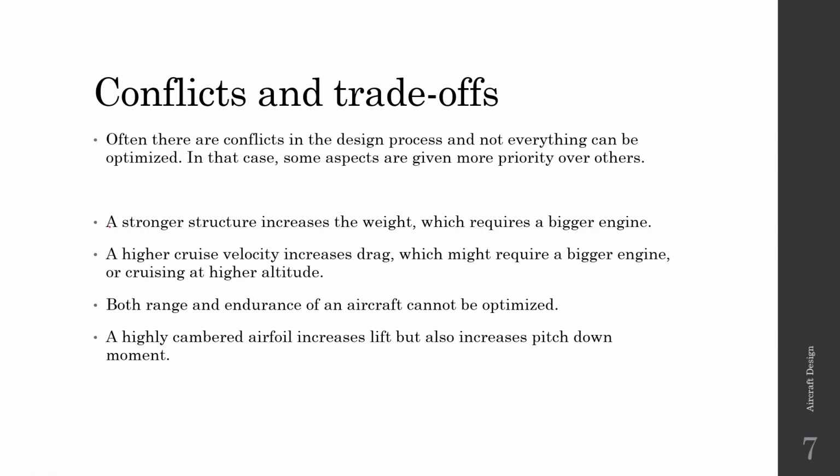As I discussed, there are some examples. A stronger structure increases the weight, which requires a bigger engine. So it is difficult to have a stronger structure and a low weight, or a stronger structure and a smaller engine. Another example: a higher cruise velocity increases drag, which might require a bigger engine, or cruising at high altitude. So we cannot both cruise at high velocity and have a smaller engine, and it is also difficult to cruise at high velocity at a low altitude because the drag is a lot.